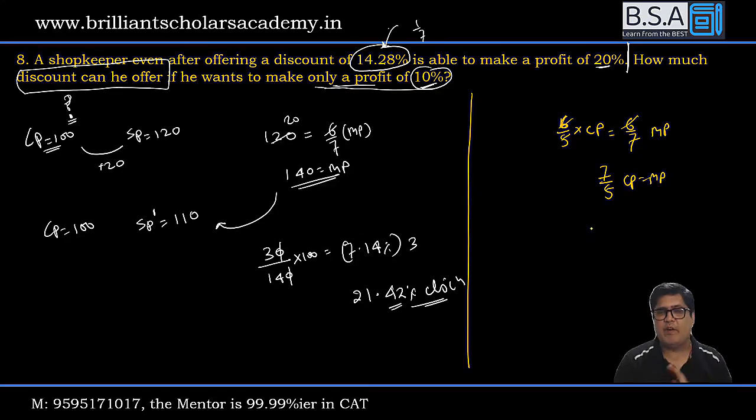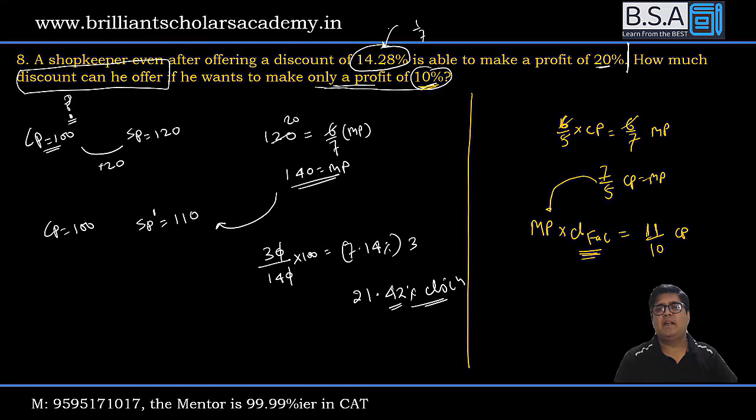What you're asking me for is, in the marked price, there is going to be a discount factor. And once discount has been given, what do you have? Selling price. And selling price is what? 10% profit. Selling price is with 10% profit, which is 11 by 10 CP. So you're indirectly asking me, what is the discount factor? So I'll take this value and bring it here. 7 by 5 CP into discount factor is equal to 11 by 10 CP.